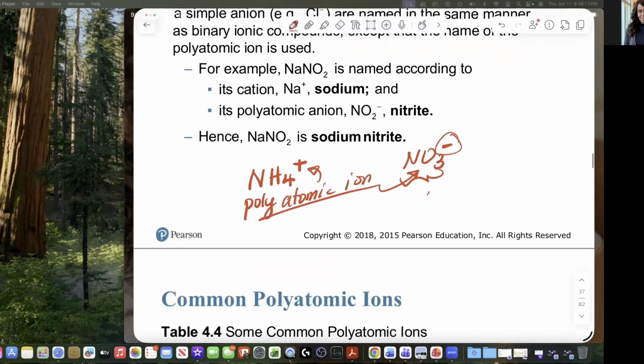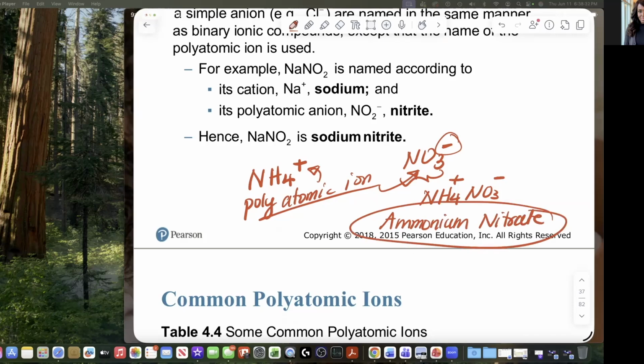The formula we end up with is NH4NO3. Since the first one is NH4, this would be ammonium, from your common ion list, and NO3 is nitrate. It also has two names because it's technically a type 1 or ionic A compound. Type 1 or ionic A compound.